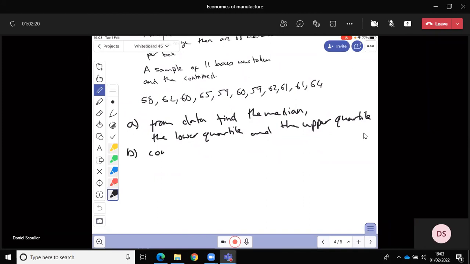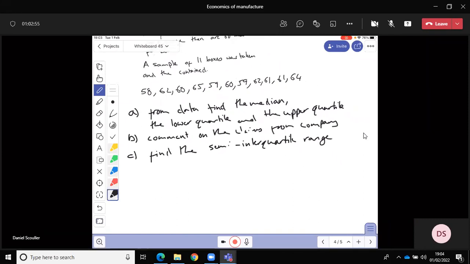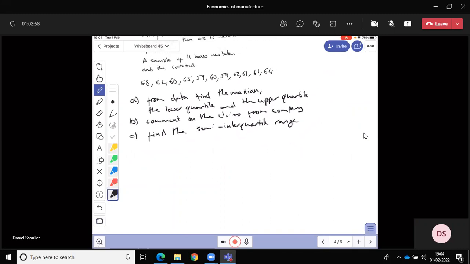B would be: comment on the claims from the company. So we'll refer back to the claims. C: find the semi-interquartile range. Then there's part D, which we'll cover in a second. So let's look at A, B, and C first.